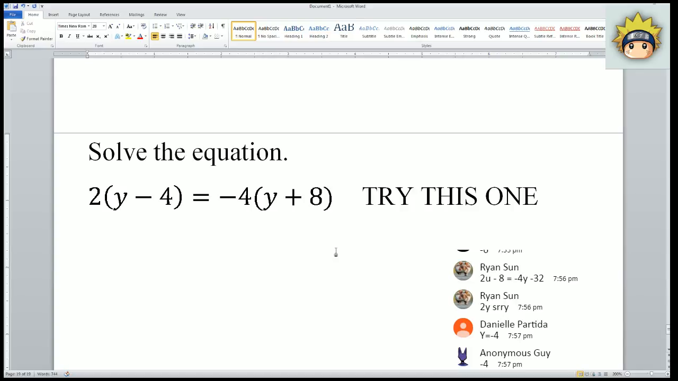Wow. How can -4 be an answer? There has to be a variable. You can't lose the variable, dude. What are you doing? How can it be -4? You can't lose a variable.